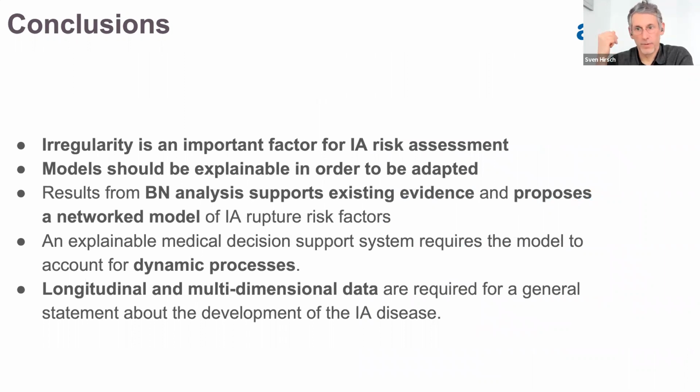So as conclusions, disease specific, we were able to identify with this machine learning method that irregularity is an important factor for risk, which is not in the risk scheme now. What we've seen is obviously models need to be explainable, otherwise they will not be really adopted. And that's why the clinicians usually rely on their factor models, which are explainable but not good. What we saw is that the results from the Bayesian network analysis reproduce the existing evidence, and we could propose a network model from that. We need to go to dynamic processes. That's what we're currently working on.